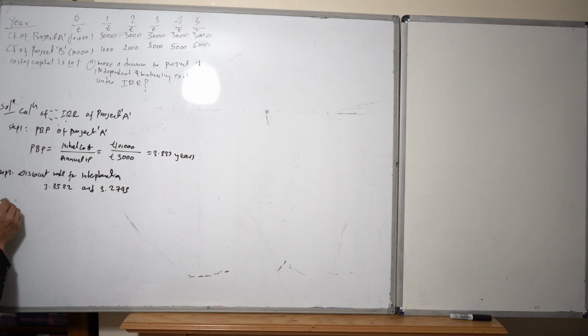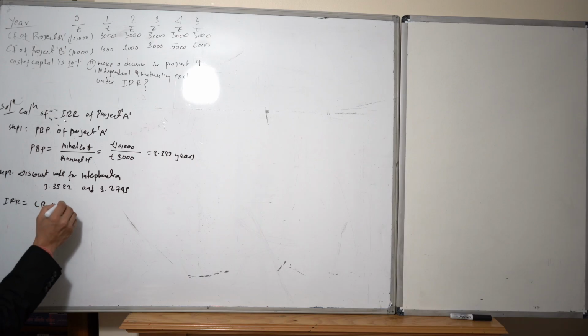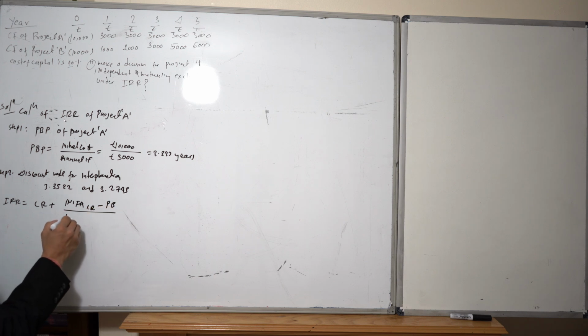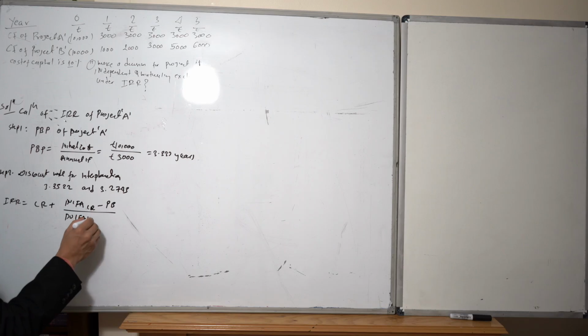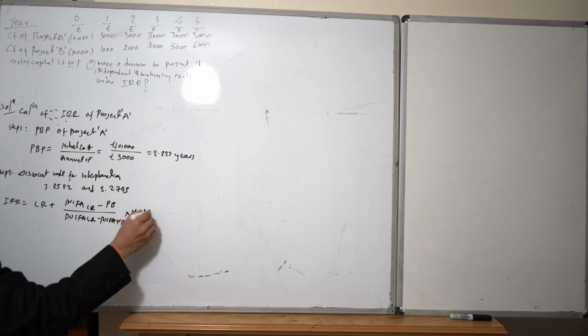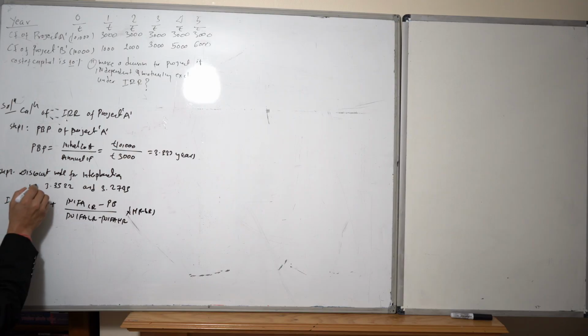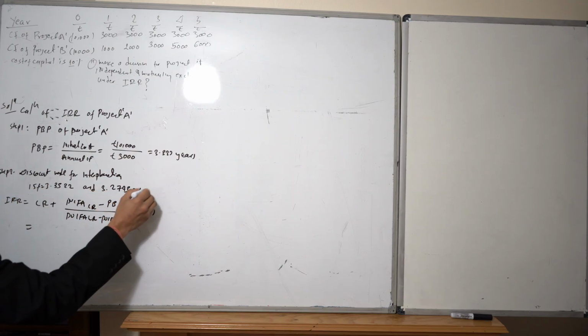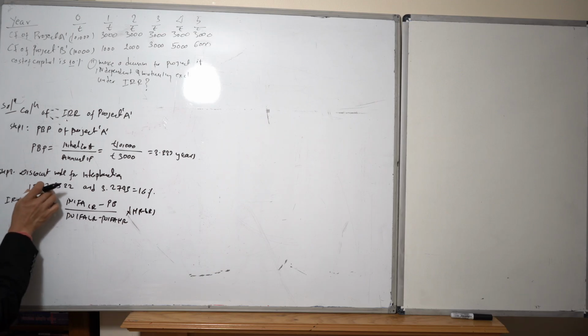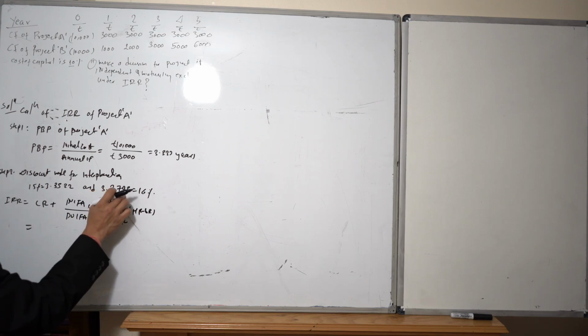So let's find out the actual rate: lower rate plus present value interest factor annuity at lower rate minus payback period, divided by present value interest factor annuity at lower rate minus present value interest factor annuity at higher rate, multiplied by higher rate minus lower rate. This is 15% and this is 16%. 3.3522 lies in 15% and 3.2743 lies in 16%.